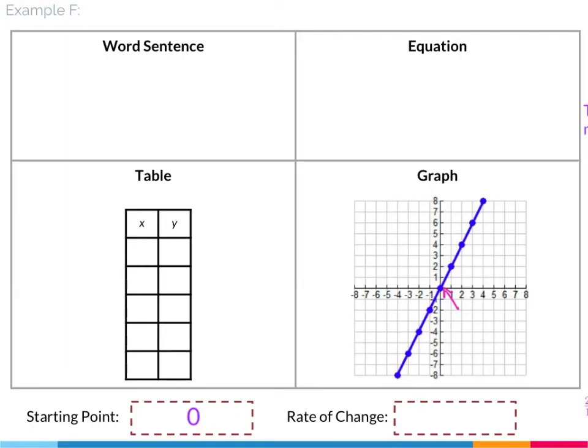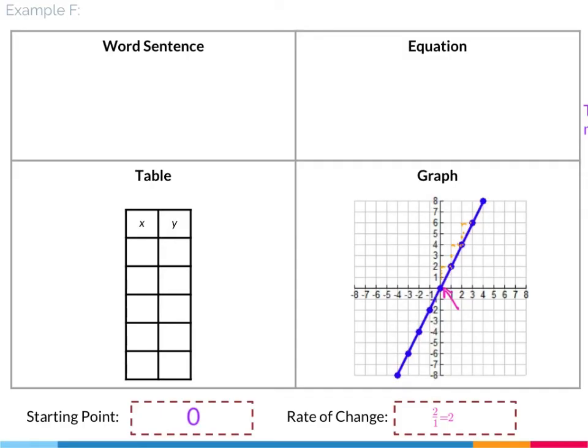Now we can figure out our rate of change much easier on our graph. We're going to be counting our ups and our overs. So we're going to go up 1, 2 over 1, up 1, 2 over 1, up 1, 2 over 1. So we can determine our rate of change is 2 over 1, which simplifies to 2. Now we can use this information to make our equation and our word sentence.